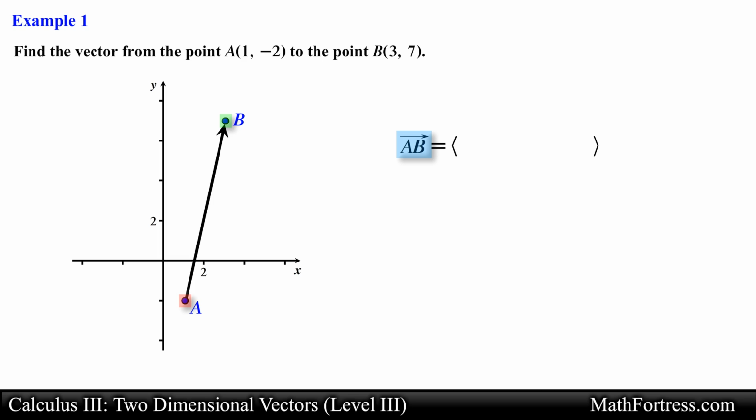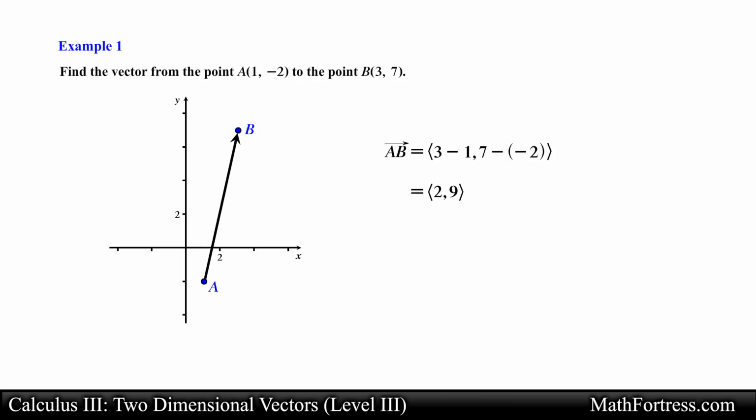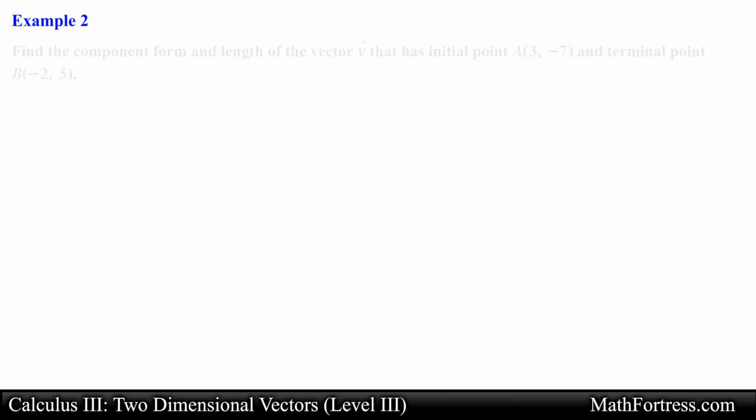Vector AB is equal to 3 minus 1 for the x component, which simplifies to 2, and 7 minus -2 for the y component, which simplifies to 9. So the vector that starts at point A and ends at point B can be represented as vector AB, with components 2, 9. Alright, let's try the next example.